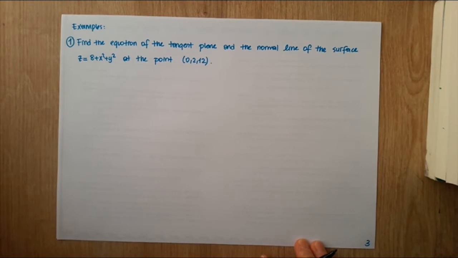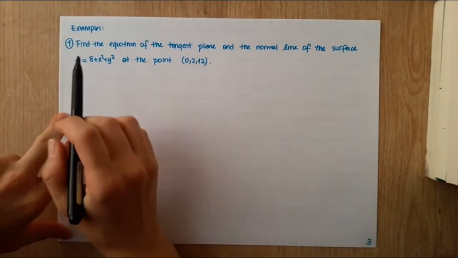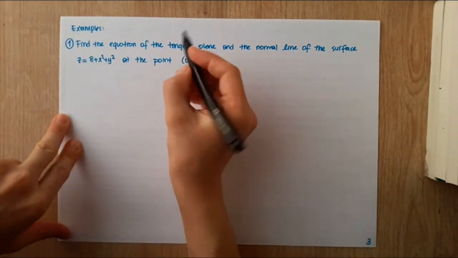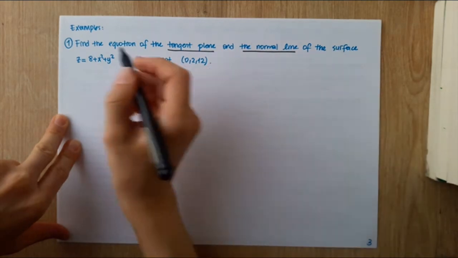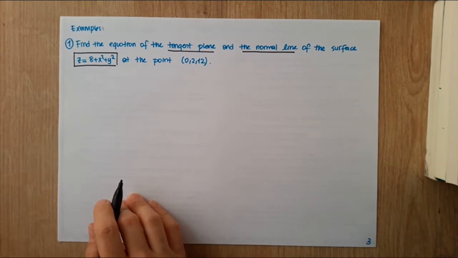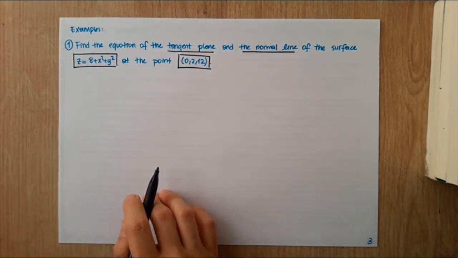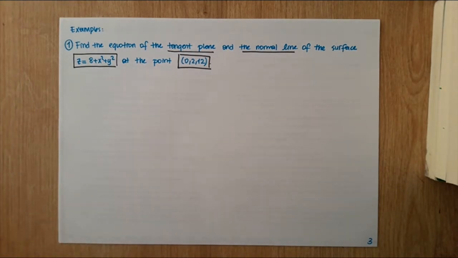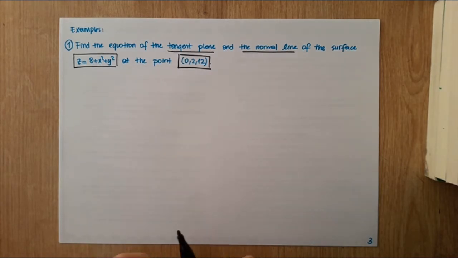Okay, so let's solve some problems. Here in this problem, you want to find the equation of the tangent plane and the normal line of the surface. The equation of the surface is given with this equation, and the point is given as (0, 2, 12). All we know is that in both equations, the common term is the gradient vector of the function which defines the surface.